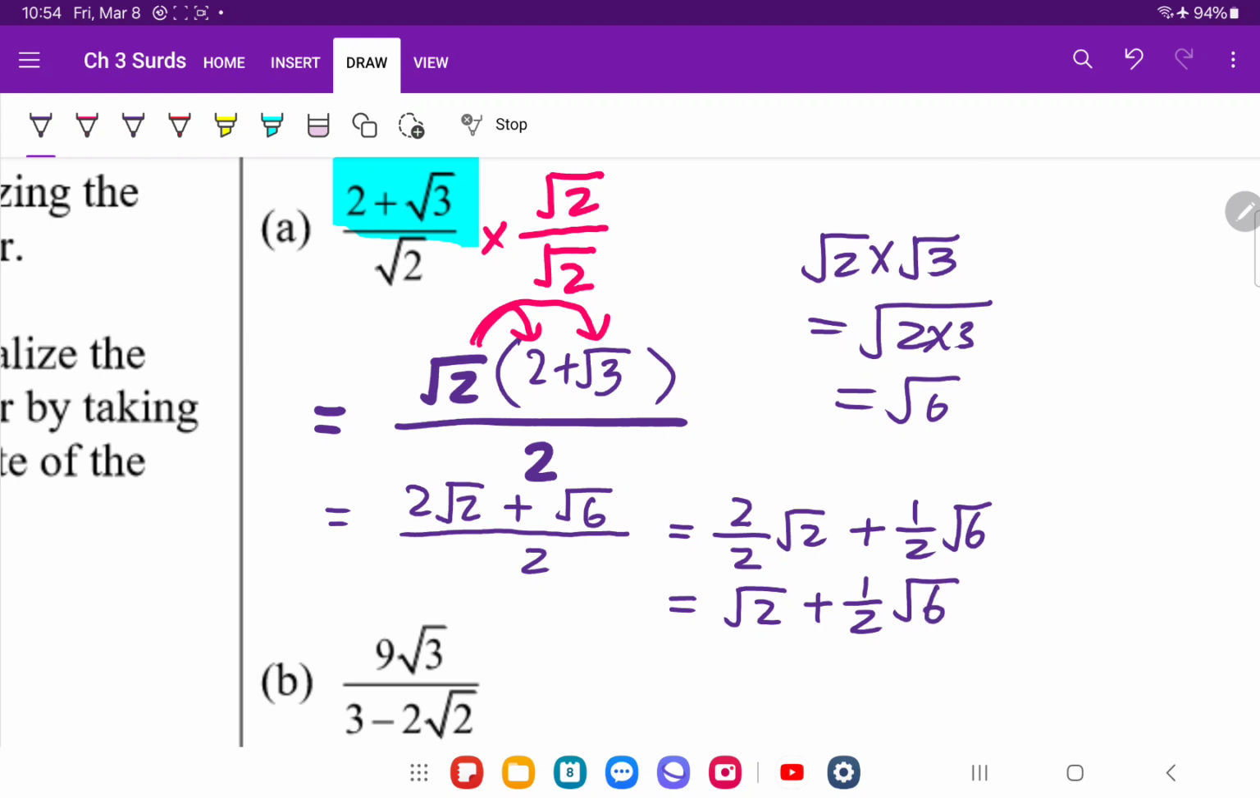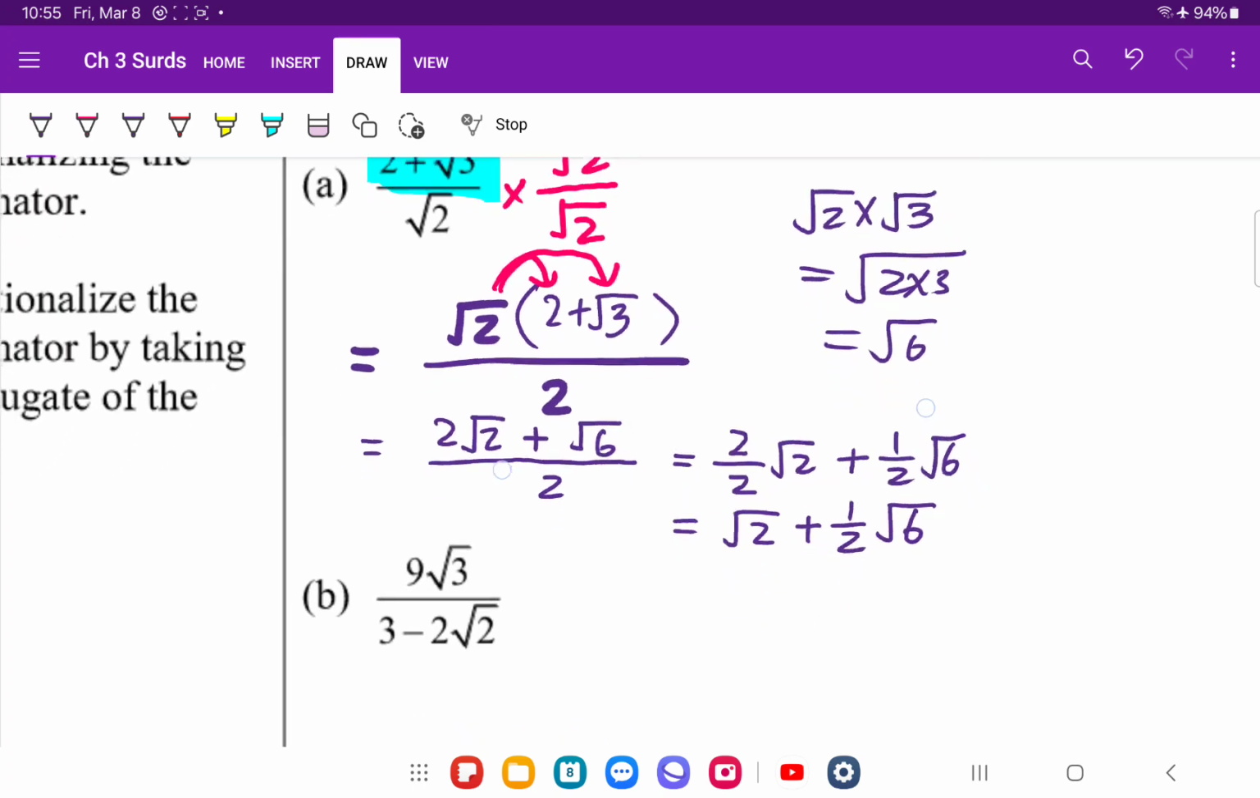Surds can always put at the back. I stress again, surds can always put at the back. That's why you see my surds is always at the back. At the back, at the back of the fraction. Okay, so that's question A. Let's go and see question B.